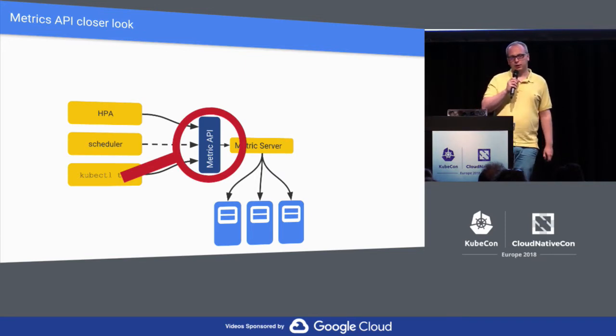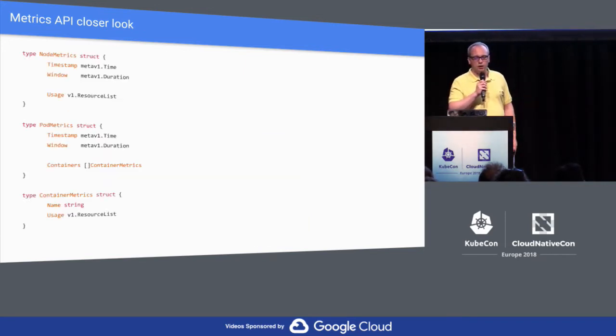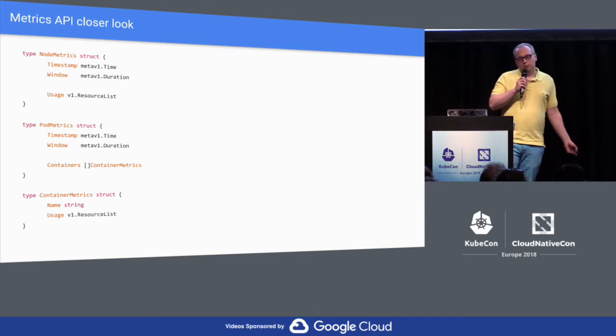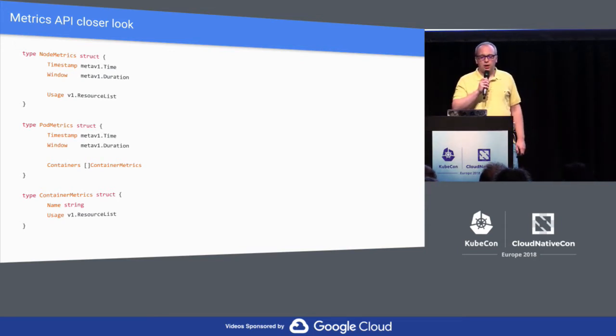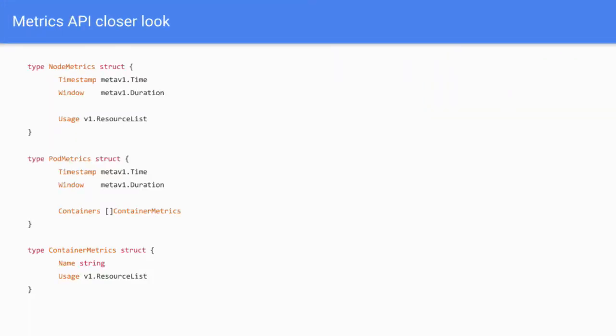Okay, so let's take a look at the Metrics API. Basically, it exposes two types of metrics. One is about node resource usage, in addition to a timestamp and a window, in order to identify the time period from which those metrics come. Then there is just the resource usage. And there are also pod metrics. Again, the same pattern: timestamp, window, and a list of containers. And for every container, we have the resource usage of that container.